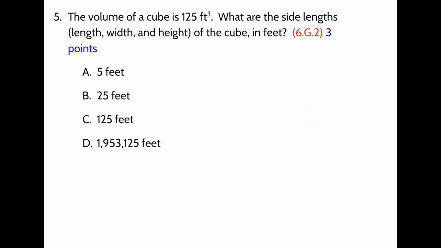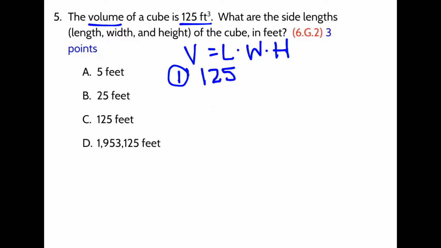The volume of a cube is 125 feet cubed. What are the side lengths, length, width, and height of the cube in feet? We know that volume equals length times width times height. Step 1 is to recognize that they are giving us the volume. So we have 125. That is going to give us our length times our width times our height.